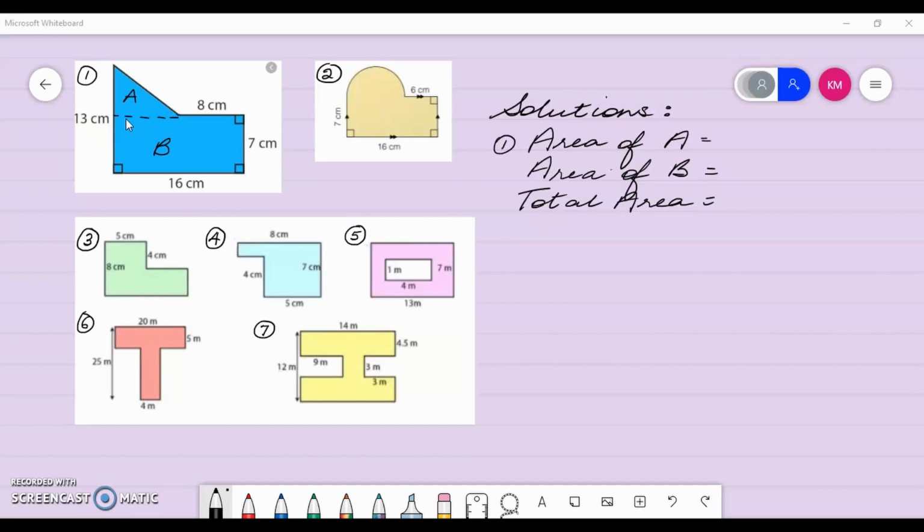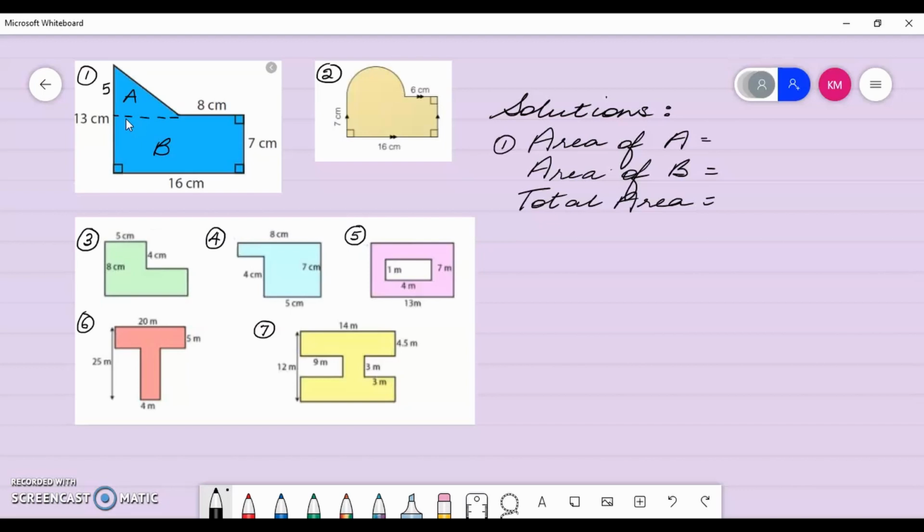Now let's compare vertical sides. I have this entire length being 13 centimeters and this length here being 7 centimeters. So to find that missing difference, which is the height of the triangle, all I need to do is subtract 7 from 13. I'm going to get 5. Now, I know the height of my triangle.